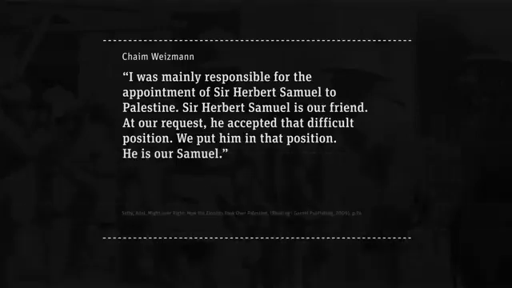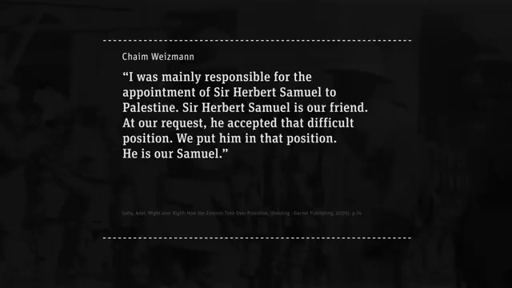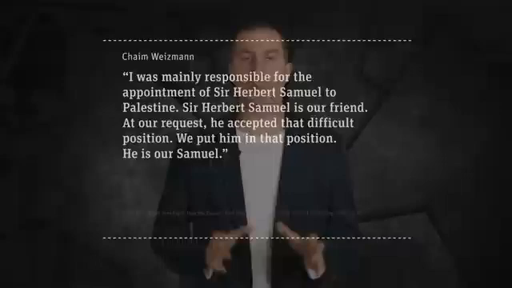"I was mainly responsible for the appointment of Sir Herbert Samuel to Palestine. Sir Herbert Samuel is our friend. At our request, he accepted that difficult position. We put him in that position. He is our Samuel." So by mid-1920, the pro-Zionist British Mandatory Government increased cooperation with Zionist groups like the Jewish Assembly of Representatives.